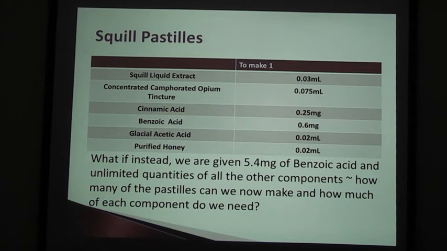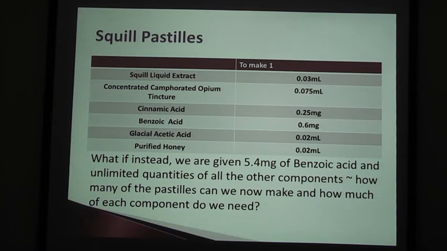What we could do instead is say, what if instead we are given 5.4 milligrams of benzoic acid and unlimited quantities of all the other components? How many pastils can we now make, and how much of each component do we need? The question's been flipped over.